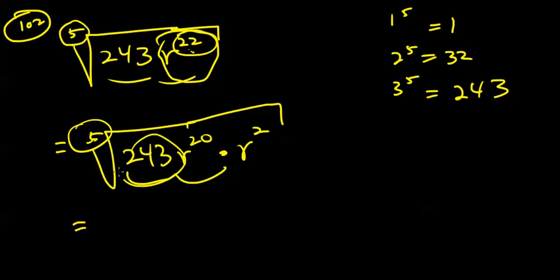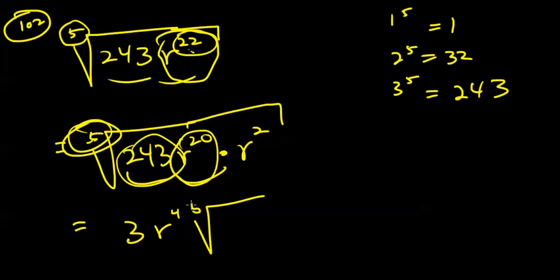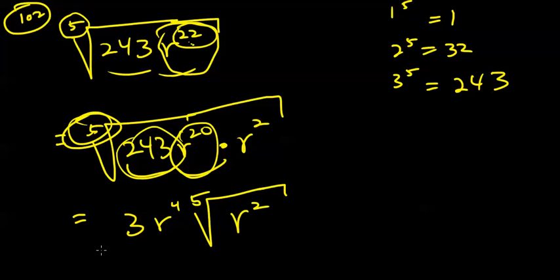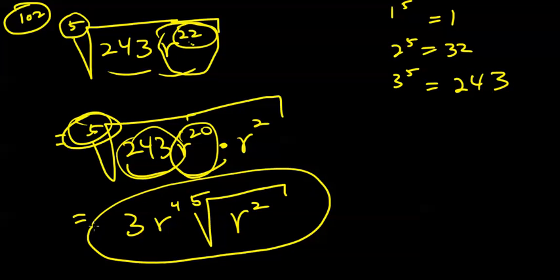The fifth root of 243 is 3. We've already established that. The fifth root of r to the 20th power. Can you figure it out? Let me give you a minute. What's the fifth root of r to the 20th power? It's r to the 4th. Why? Because r to the 4th to the 5th power is r to the 20th. Times what's left inside? The fifth root of r squared. Don't forget to specify that index. It's easy to get exponents to mush up with the indexes on these roots, so be sure to express your answers clearly. Final answer: 3r to the 4th times the fifth root of r squared. I got everything out from under that root sign that I could.